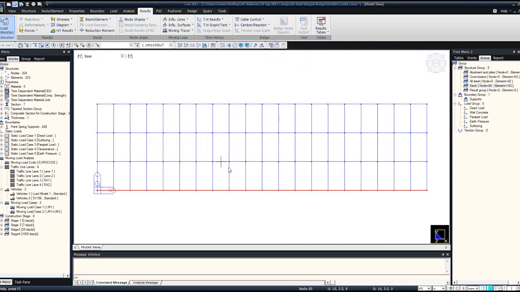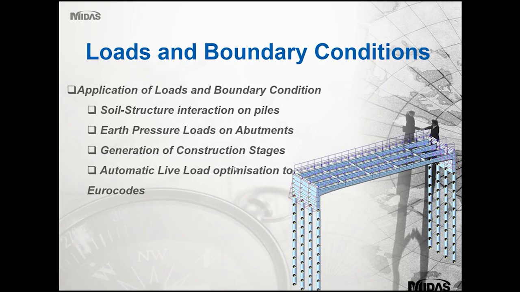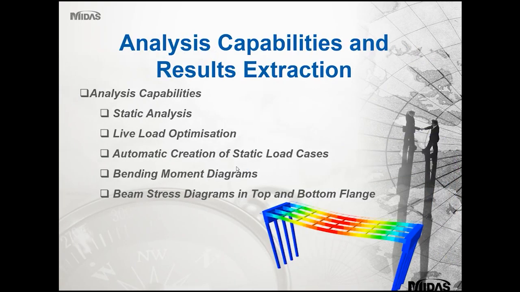So now I'm going to go back to the presentation. We're going to look at the analysis capabilities. What we're going to discuss and show you is the static analysis, the live load optimization. We're also going to look at the automatic creation of static load cases, and then we're going to go on to look at the bending moment diagrams and the beam stress diagrams as well in the top and bottom flanges.